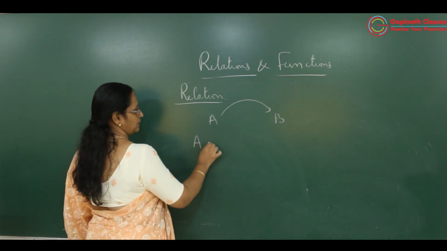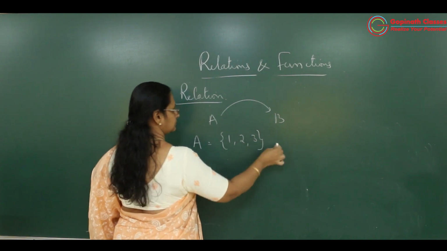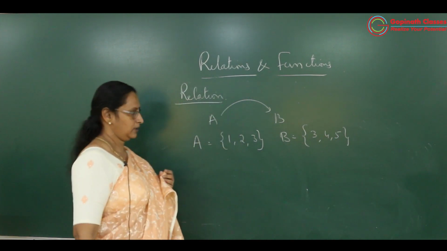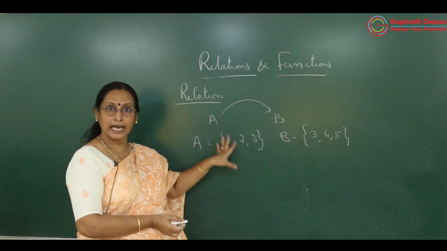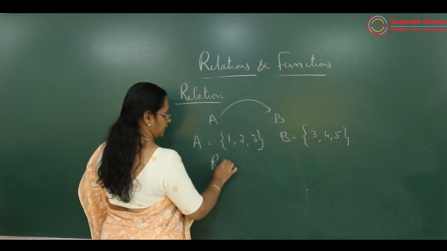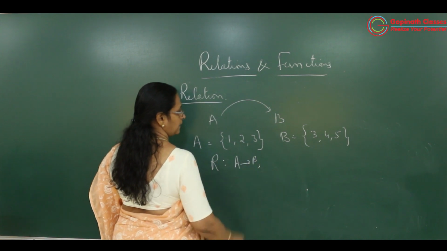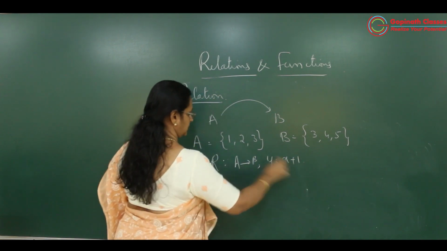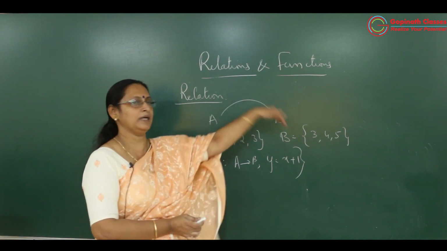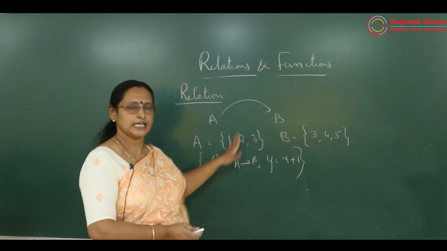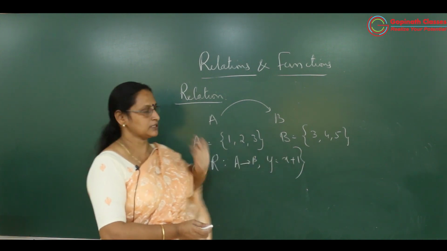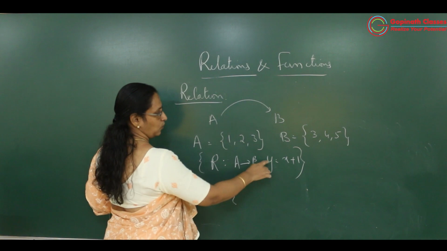So for example, I will tell you, suppose A is 1, 2, 3, B is 3, 4, 5. All the elements of A we can consider as X, all the elements of B we can consider as Y. So it's a relation from A to B. I am writing a relation from A to B: Y is equal to X plus 1. This is my relation. This is Y, this is X, since it is A to B. The first set is X, second set is Y. So Y is X plus 1. Which numbers maintain this relation? Let's write the relation.